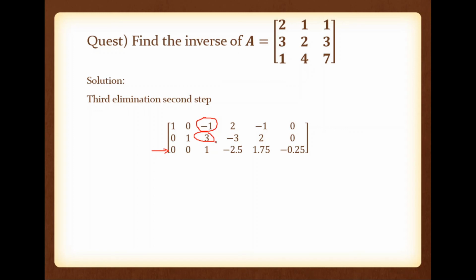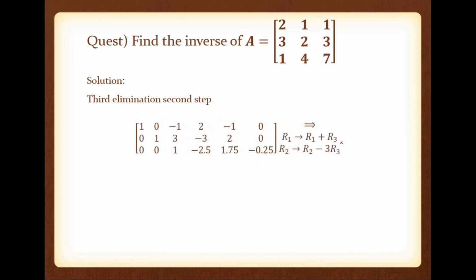So what is the required operation? In order to remove minus 1, we need row 1. R1 is equal to R1 minus this minus 1 into R3. So it will become R1 plus R3. Similarly, in order to remove 3 from second row, we have R2 is equal to R2 minus 3 into R3. So R1 is equal to R1 plus R3. Then R2 is equal to R2 minus 3 into R3.